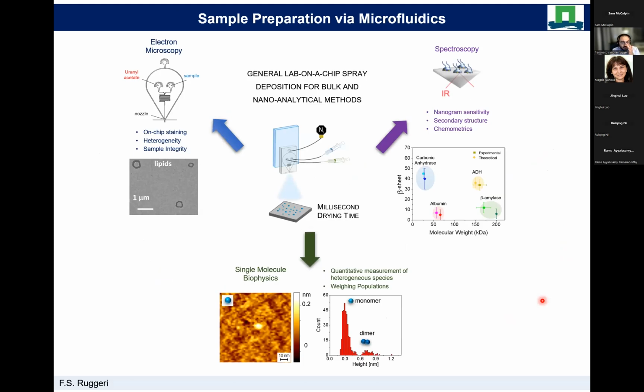And one thing I still need to mention is that even before we acquire our measurements, we also rely on advanced preparation methods based on microfluidics in order to preserve the molecular conformation of our sample on a surface. In particular, we use a spray that deposits our sample on a surface as small droplets, which dry very fast, in the order of milliseconds. And this super fast drying allows the molecules to not modify their conformational state upon drying.